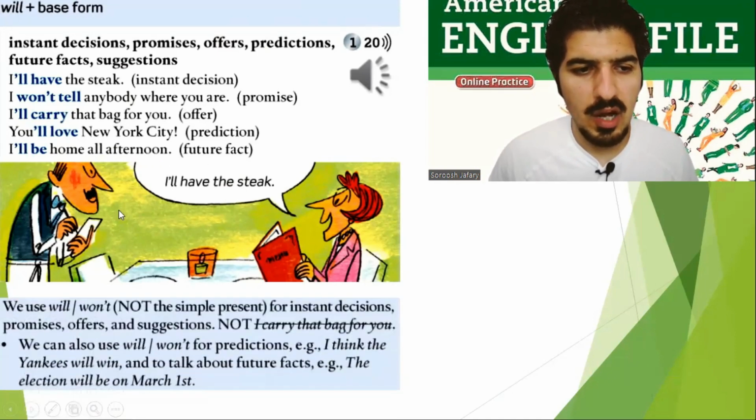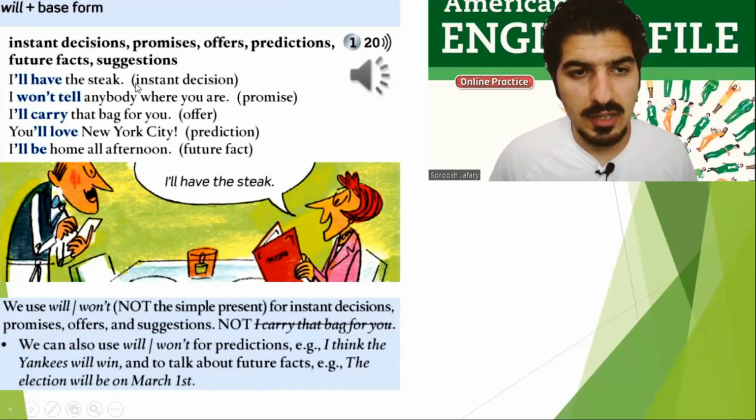Great. Now you can use will, won't, not the simple present, of course, for instant decisions, promises, offers, and suggestions. And you can also use will or won't for predictions. For example, I think the Yankees will win. And to talk about future facts. For example, the election will be on March the 1st.